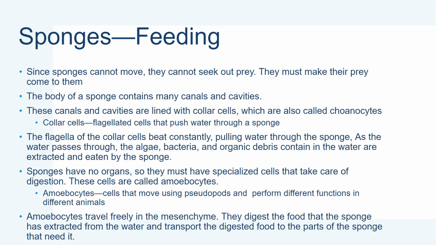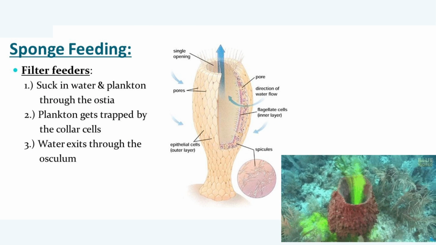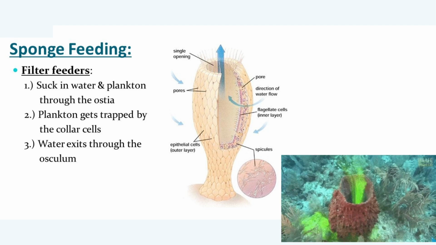They have specialized cells called amoebocytes that hang out in the mesohyl, and they use pseudopods to perform different functions in different animals. In the porifera or sponges, the amoebocytes travel freely in the gel-like layer between the endo and epidermis, and they're going to help extract food from what the sponge has processed. So again, filter feeders, they take in water through their ostia, and then they use their choanocytes and amoebocytes to process the material, but it will exit the osculum primarily.